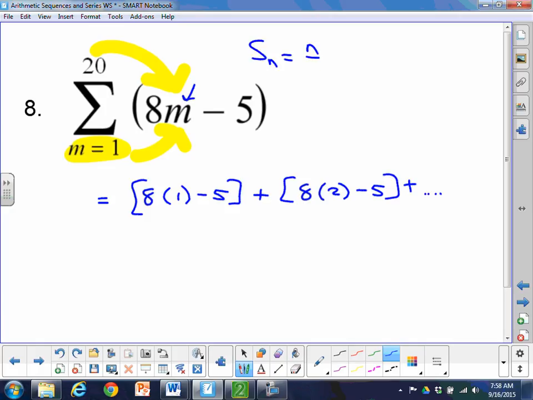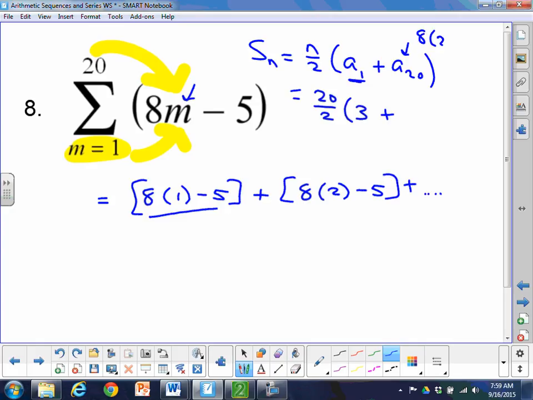You could do n over 2 times a1 plus a20, okay, which in this case would be 20 over 2 times, so the first term, which is right here, looks like it's going to be 8 minus 5, or 3. The 20th term would be 8 times 20 minus 5. So 160 minus 5. Okay, so this is one way to do this problem, and it's really not that bad. And if I calculate that out, I'm getting 1580.